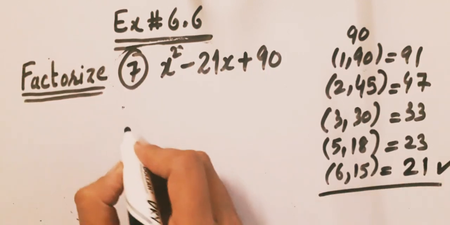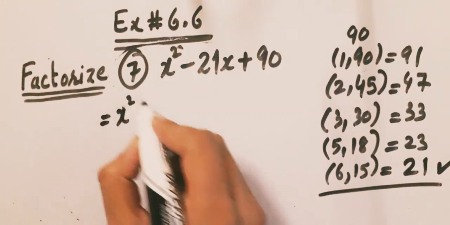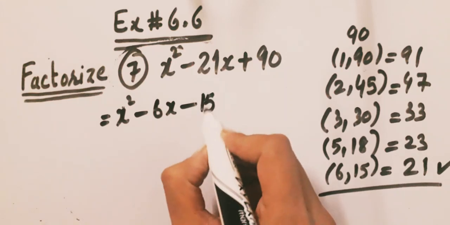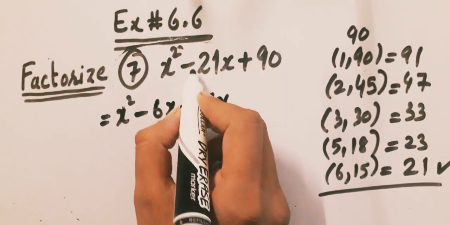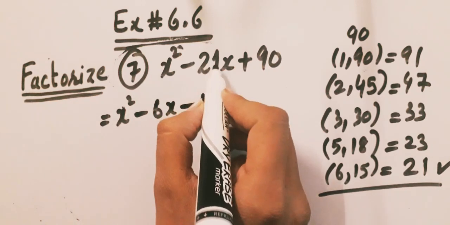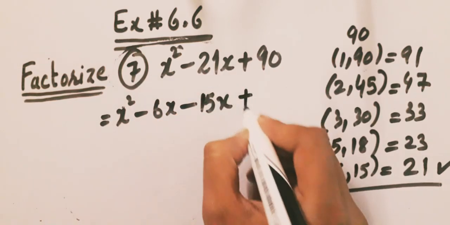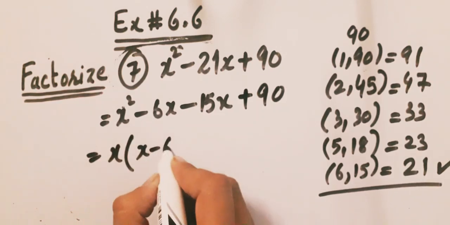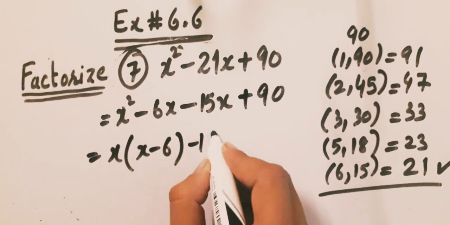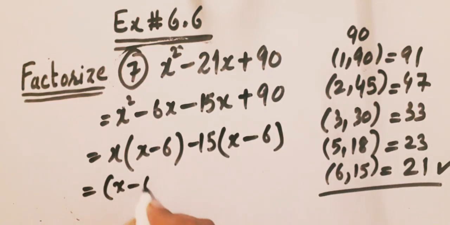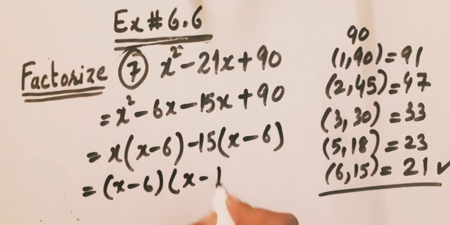We will use this. x square minus 6x minus 15x, because minus minus plus and we use the sign of the large value. So minus 6x minus 15x become minus 21x plus 90. Now you will take x as common, remaining is x minus 6, minus 15 as common, remaining is x minus 6. So x minus 6 and x minus 15. This is the answer.